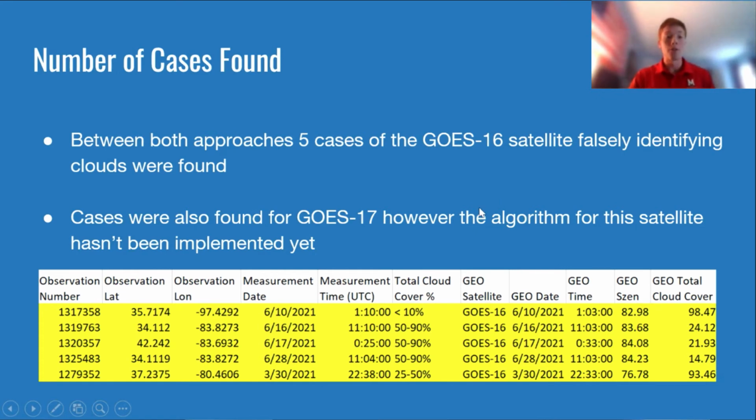So at the bottom are the 5 observations, the 5 main ones that we took a look at. This total cloud cover percentage column is what the citizen is reporting, and this geo total cloud cover is what the satellite's reporting. So it's important to note, you do see these larger discrepancies where the citizen here is reporting less than 10% and the satellite's upwards of like 98. And it's also important to note that the solar zenith angle for all of these, most of them are within that threshold that we talked about of the 82 to 90 degrees.